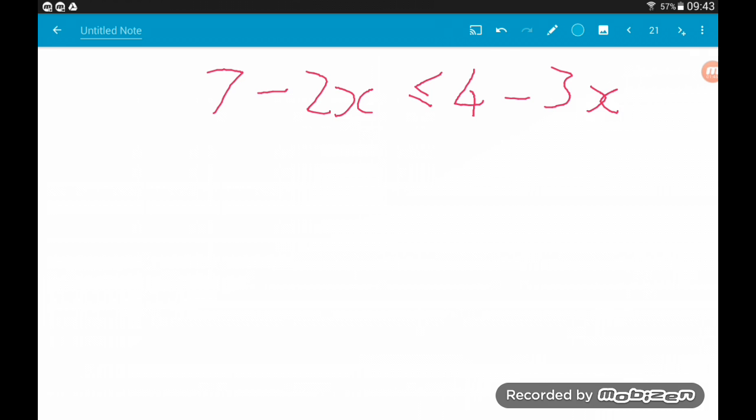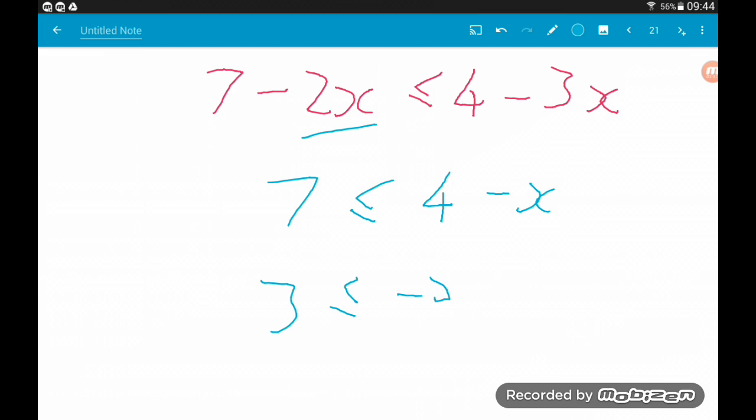Okay, then we've got 7 minus 2x is less than or equal to 4 minus 3x. So, when we have an equation or inequality with x's on both sides, I like to get all of my x's together first of all. So, I would add 2x. So we get 7 is less than or equal to 4 minus 1x. So 4 minus x. Then if we subtract the 4, the 3 is less than or equal to minus x.